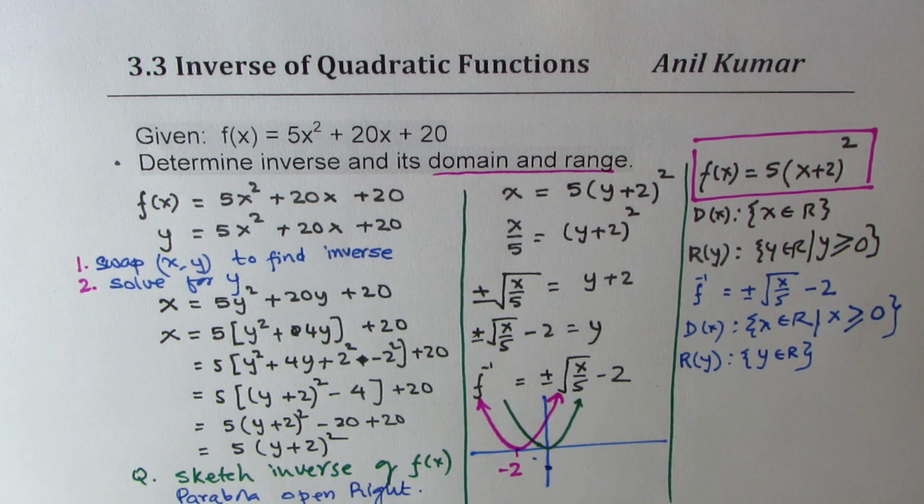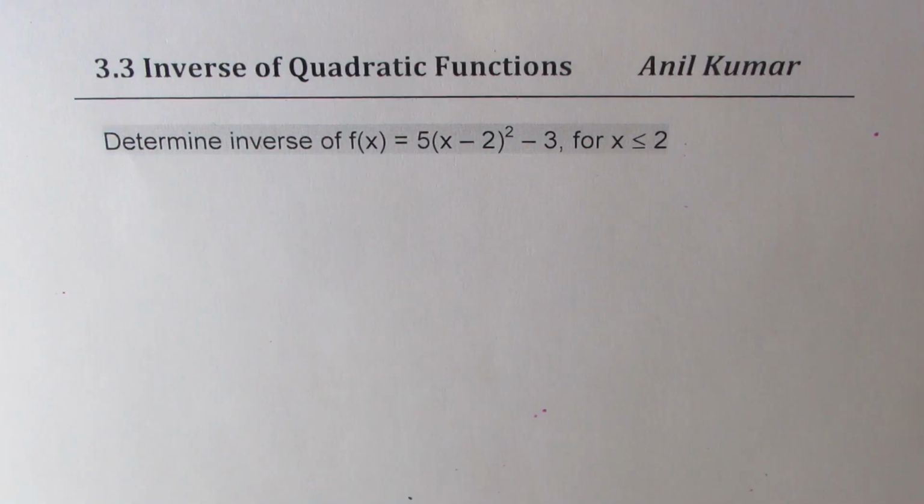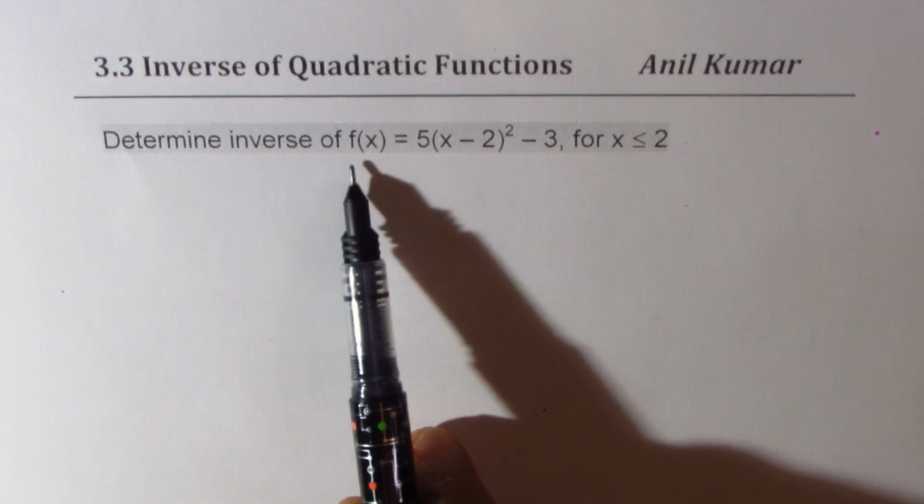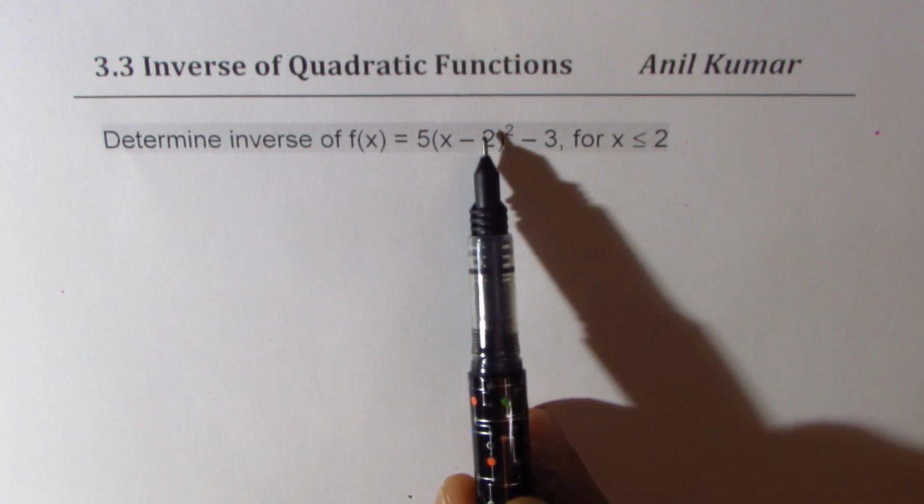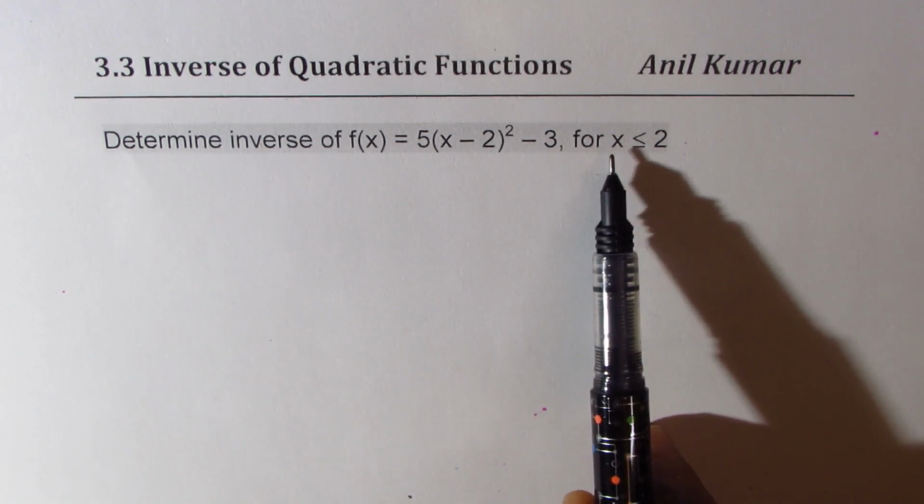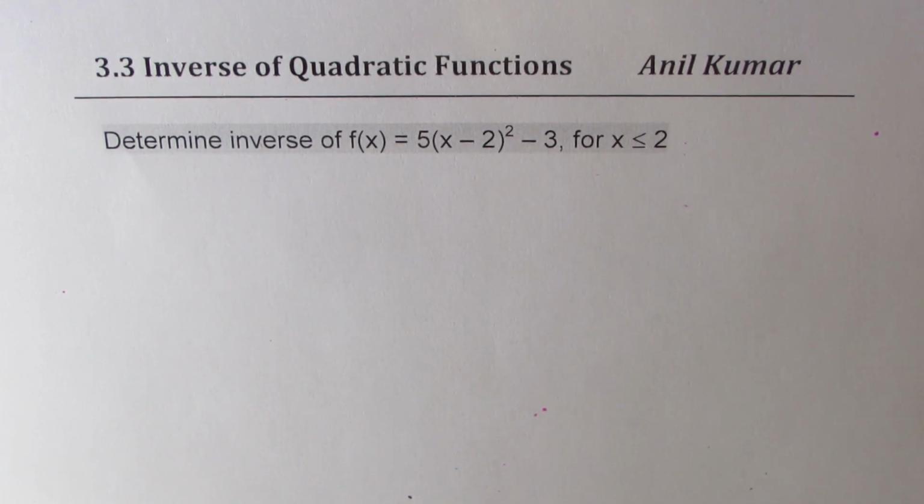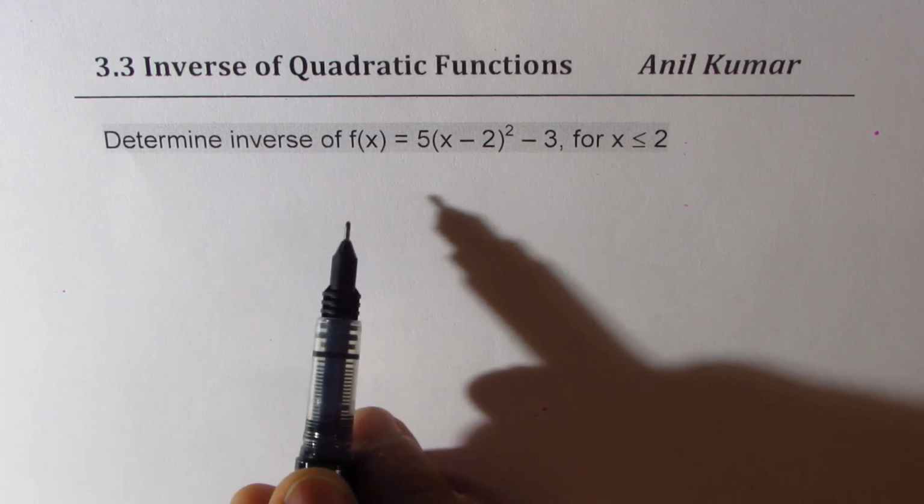Let's move on and take another example to see how to find algebraically the inverse of a given function. We are almost at the end of our video. We will now discuss how to determine the inverse of f of x, which is equal to 5 times x minus 2 whole square minus 3 for x less than equal to 2. So in this case, the domain of your function is restricted, and now the inverse could be a function. So let's figure it out.